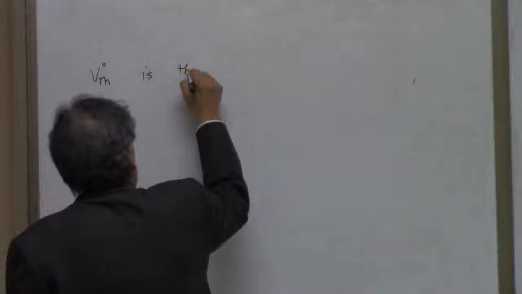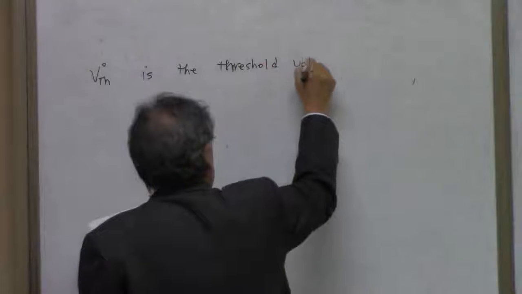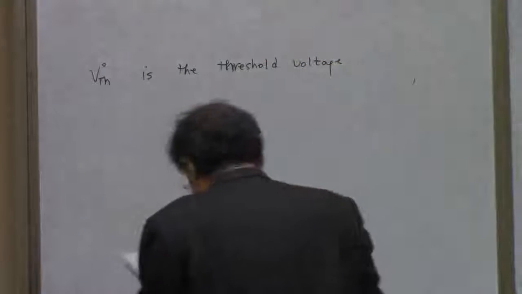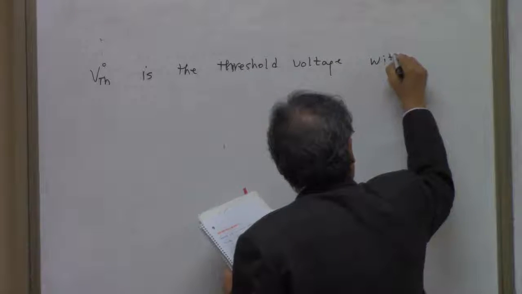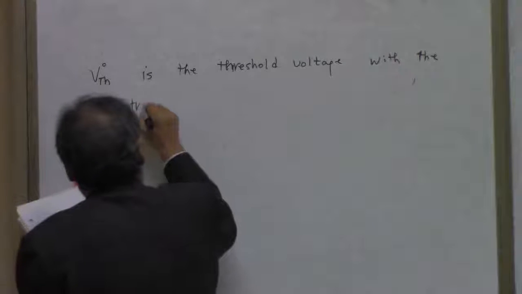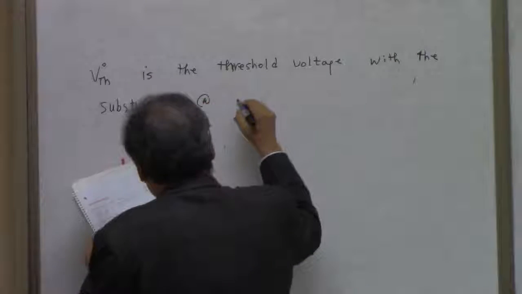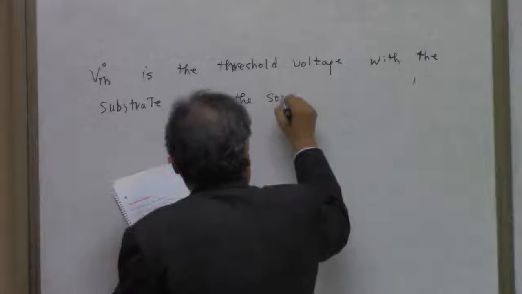So in this expression, we can see VTH naught as the threshold voltage with the substrate bias at the source potential.